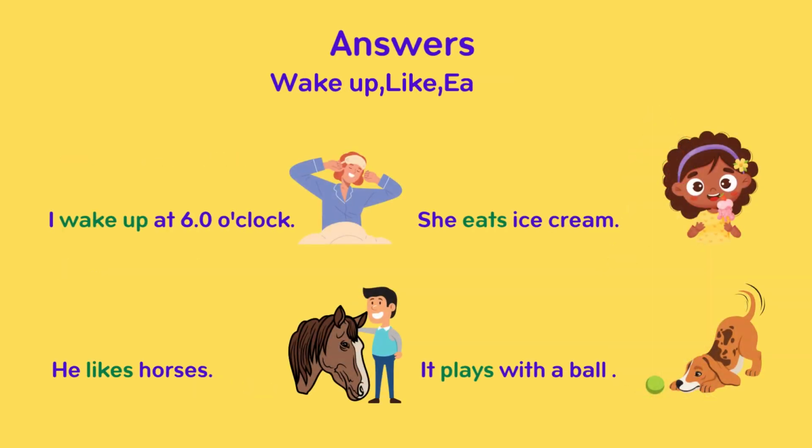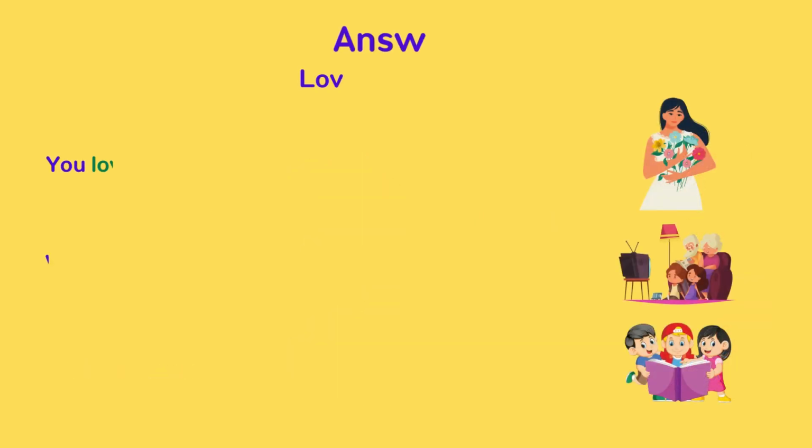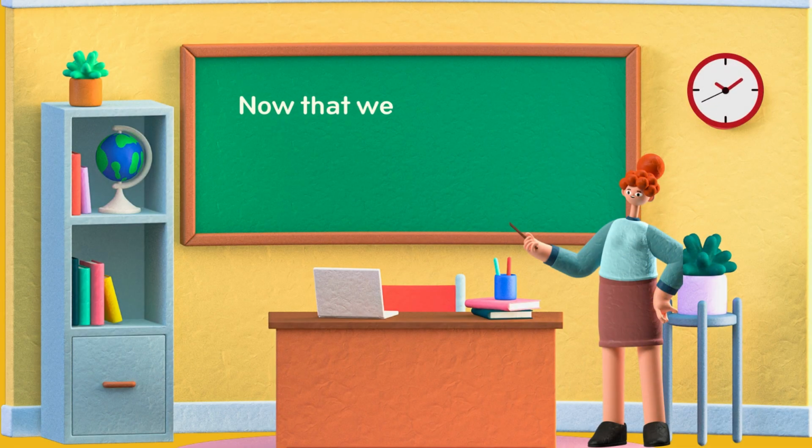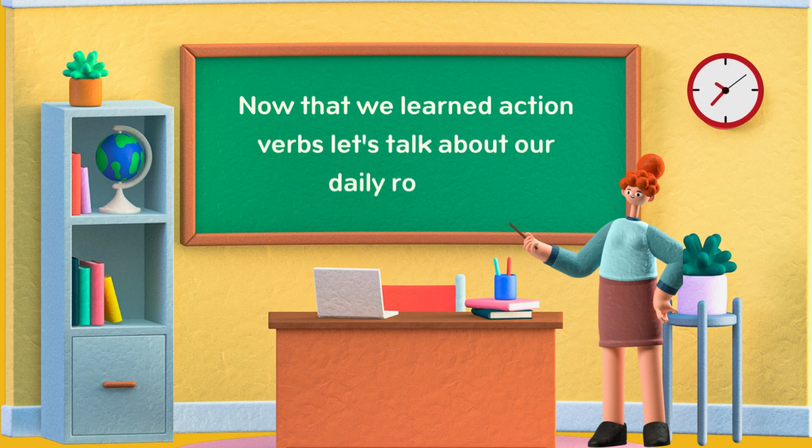Now, if you're ready, let's check our answers together. I wake up at 6 o'clock. She eats ice cream. He likes horses. It plays with a ball. You love flowers. We watch TV. They read the magazine.